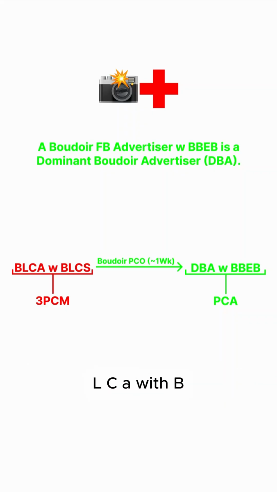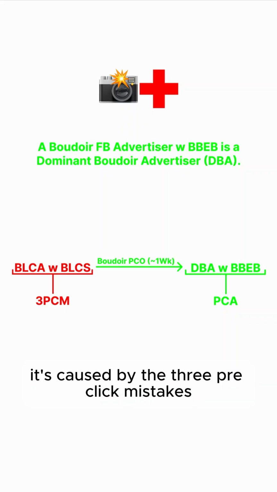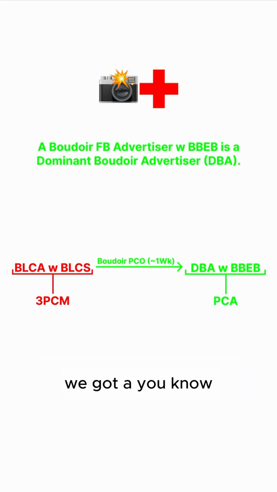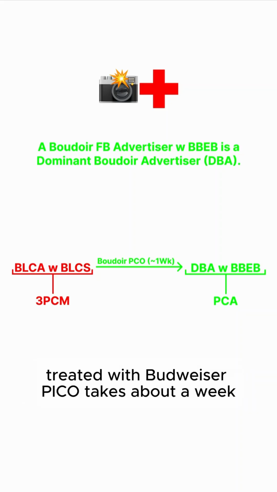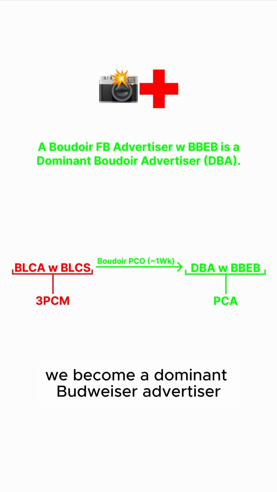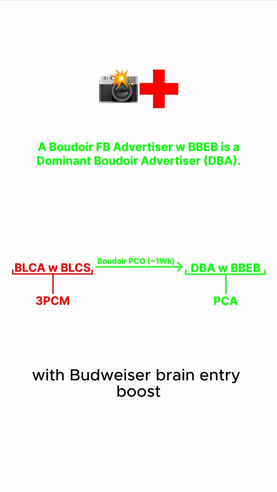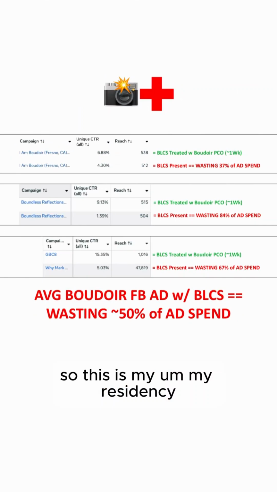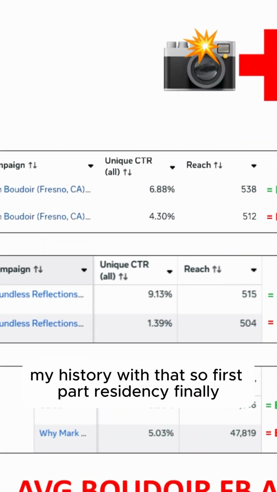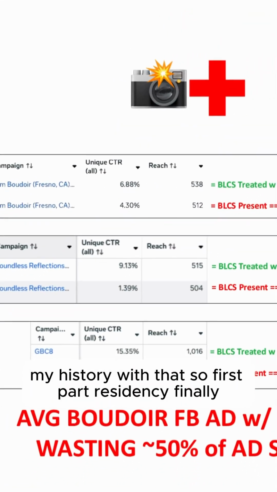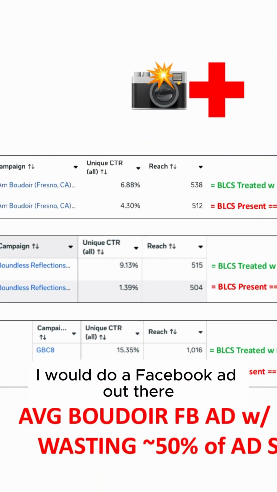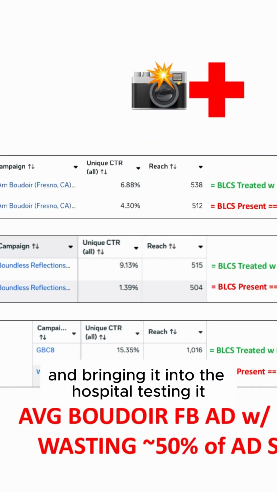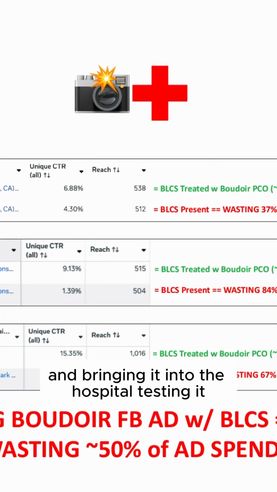We got BLCA with BLCS. It's caused by the 3 pre-click mistakes. We get treated with Boudoir Pico, which takes about a week. We achieve pre-click alignment. We become a dominant Boudoir advertiser with Boudoir brain entry boost. So this is my residency, my history with that. First part of my residency: finding a Boudoir Facebook ad out there and bringing it into the hospital, testing it.